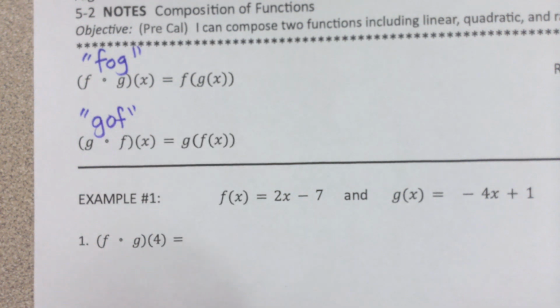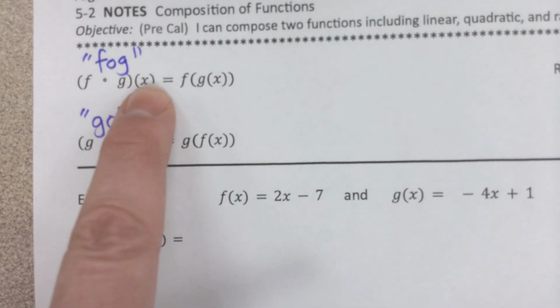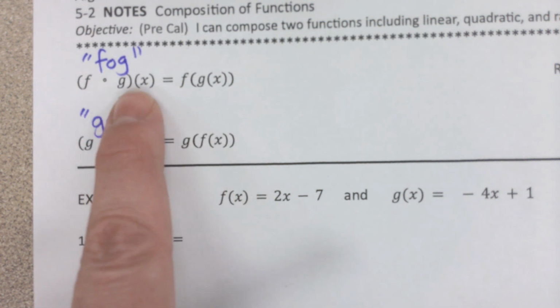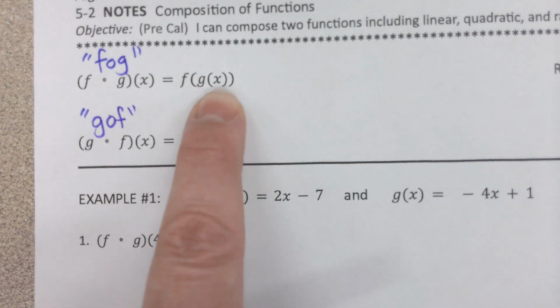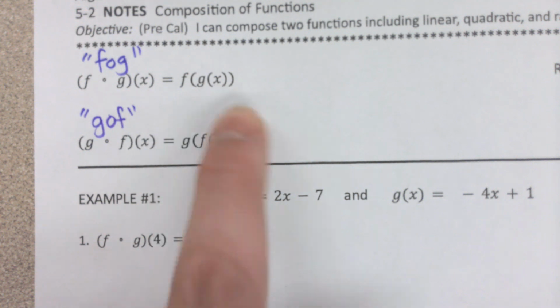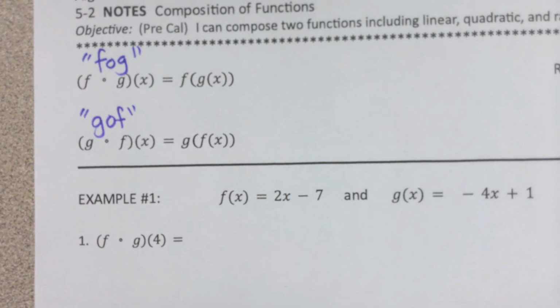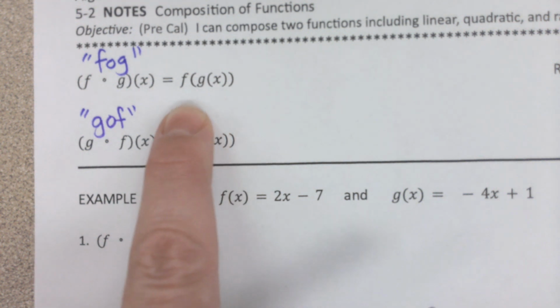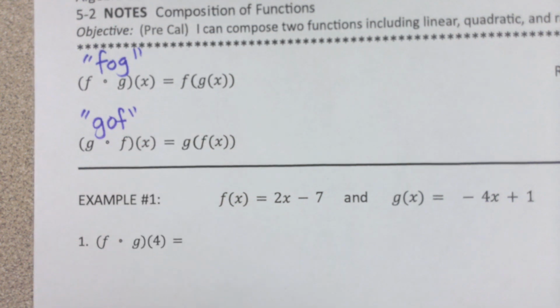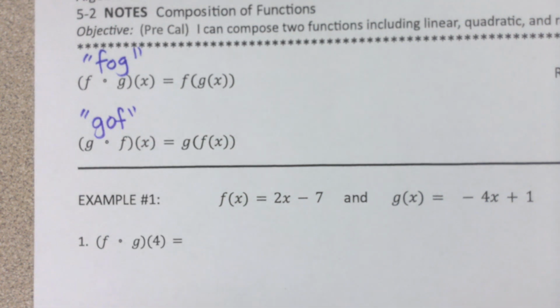So looking at fog, for instance, f of g of x, notice that the g of x is paired together in its own set of parentheses. We refer to these as inside and outside functions. Inside is in the parentheses, outside is by itself. This looks complicated, but once you see a few examples, you'll see it's really not that bad.